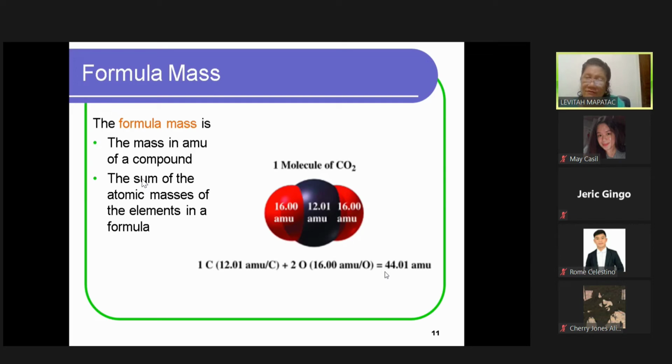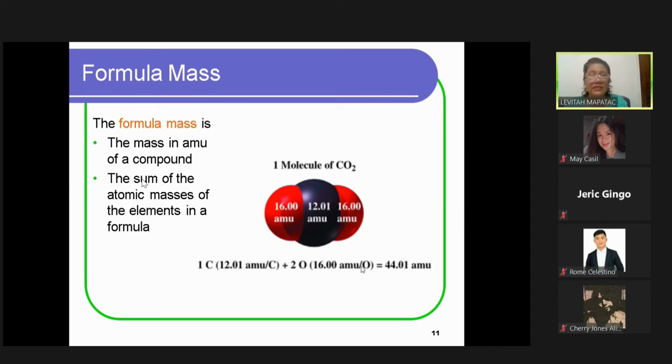So that 44, children, is no more atomic mass. This is now the formula mass of carbon dioxide. So I hope you get it. Atomic mass is for one element, while formula mass is a combination of two or more elements to form a compound. Okay?